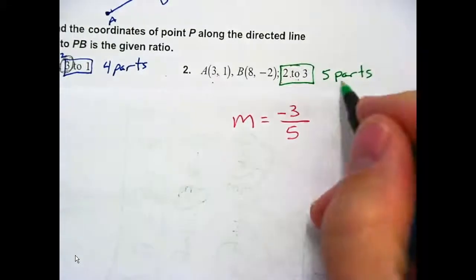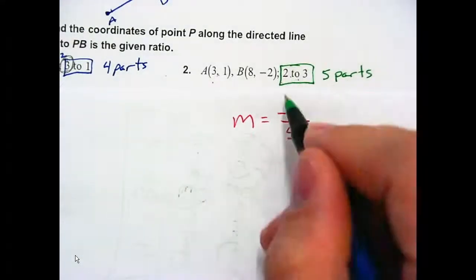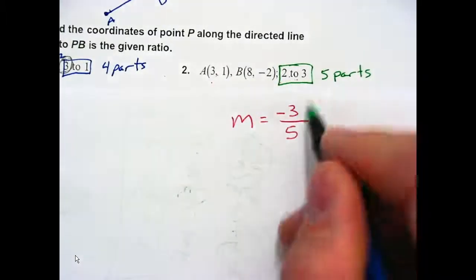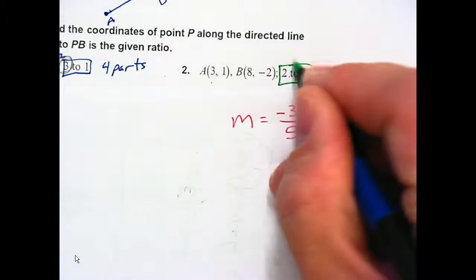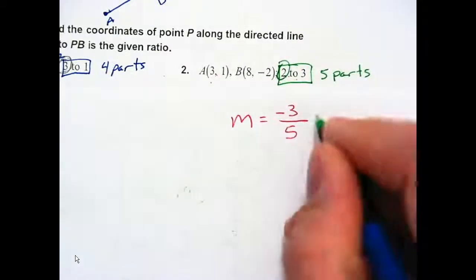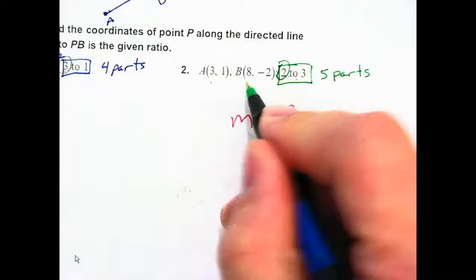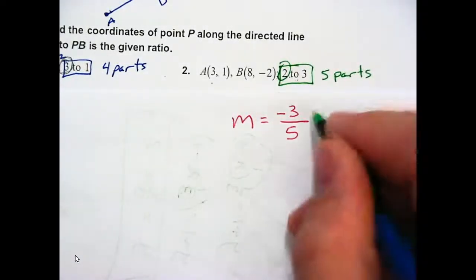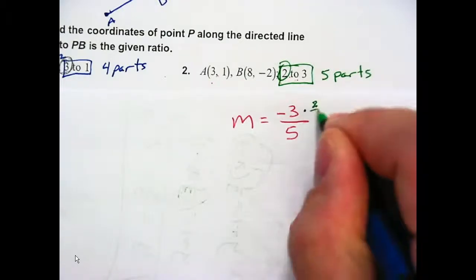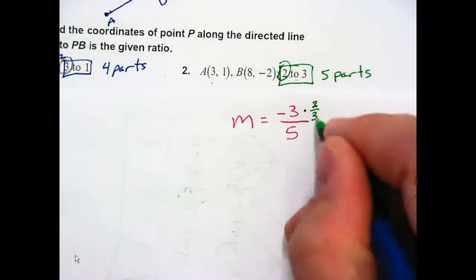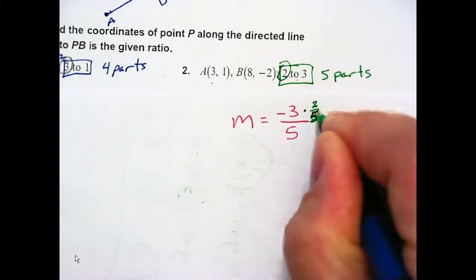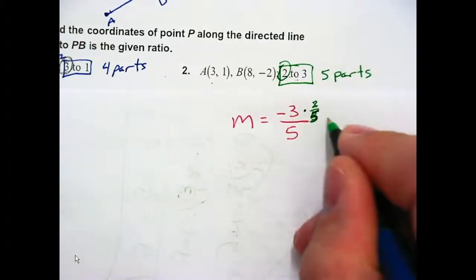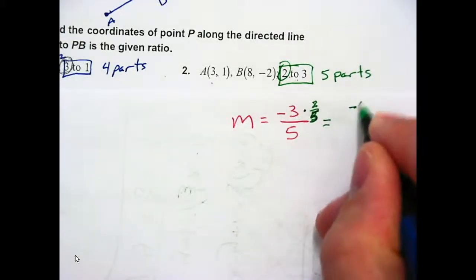So if there are 5 parts, and you're going from A to B, if that's the direction you're going to be moving, you're going 2/5 of the way, right? You're going 2 out of those 5 parts. Okay, so I'm moving from A to B, so I'm going to go 2/5 of the way. Rather than going down 3, I am going to go down 2/5 of 3. And 2/5 of 3 actually gives me -6/5.